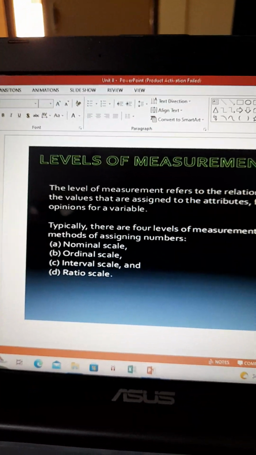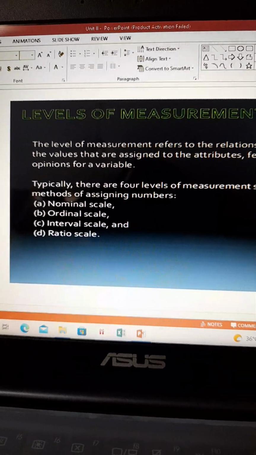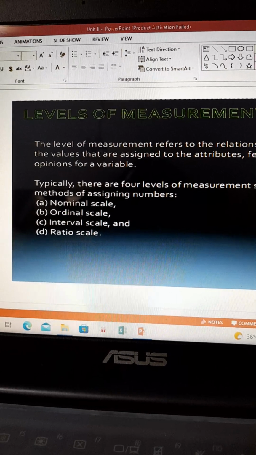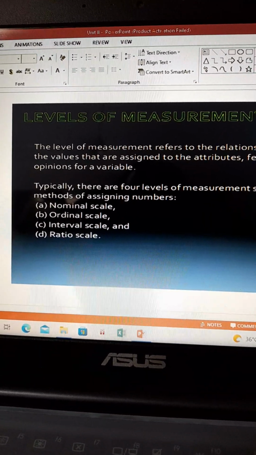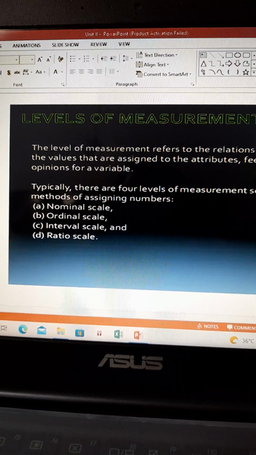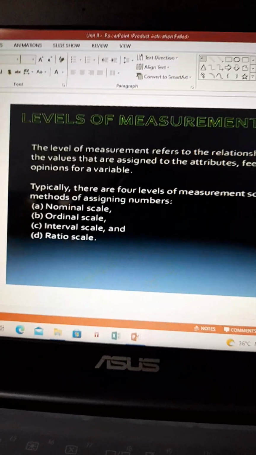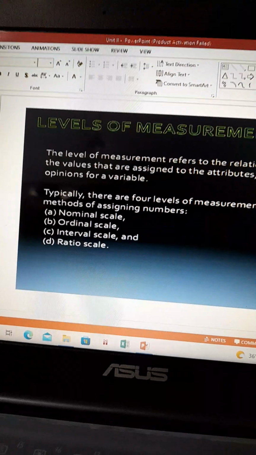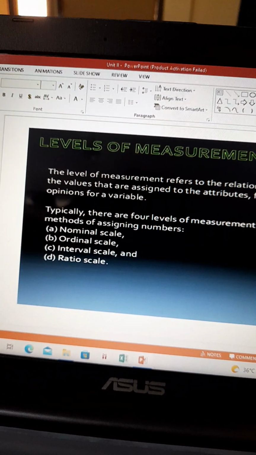Now we will see the levels of measurement scales. The level of measurement refers to the relationship among the values that are assigned to the attributes, the feelings or opinions of a variable. So typically we can say there are 4 levels of measurement scales or methods of assigning numbers. Like there are 4 types, namely nominal scale, ordinal scale, interval scale, and ratio scale.